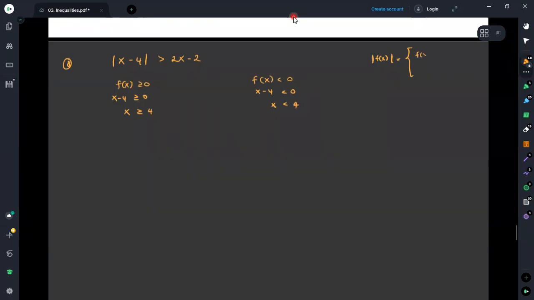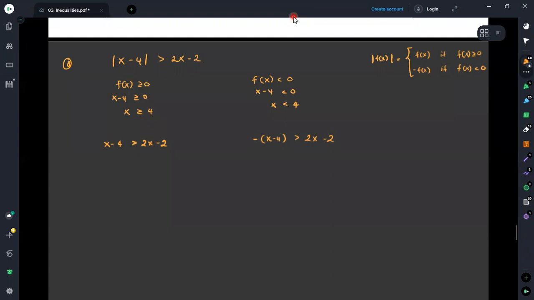It is written as f(x) if f(x) is greater than or equal to 0, and written as minus f(x) if f(x) is less than 0. Therefore, by taking this concept into consideration, in the region x greater than or equal to 4 we can take it as x minus 4 greater than 2x minus 2. Then in the next region, we can take this as minus times x minus 4 greater than 2x minus 2. Now we have to solve these two inequalities.